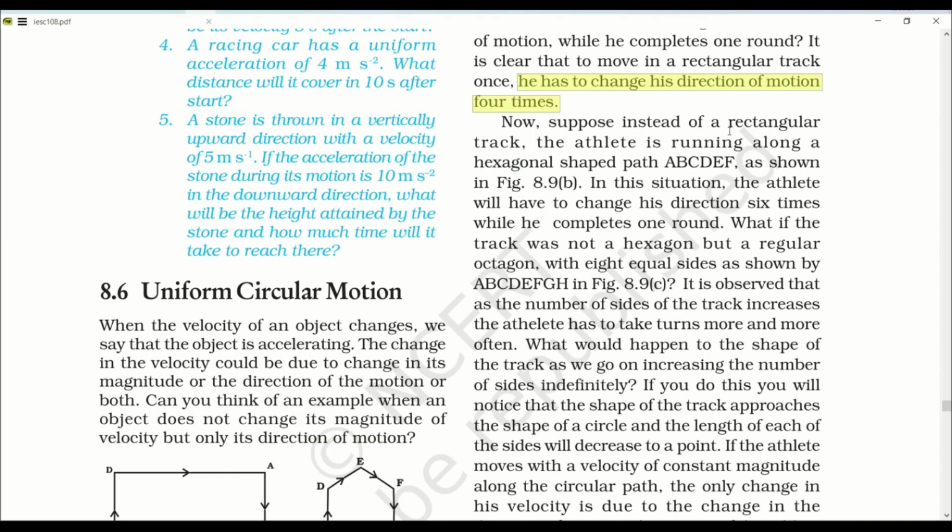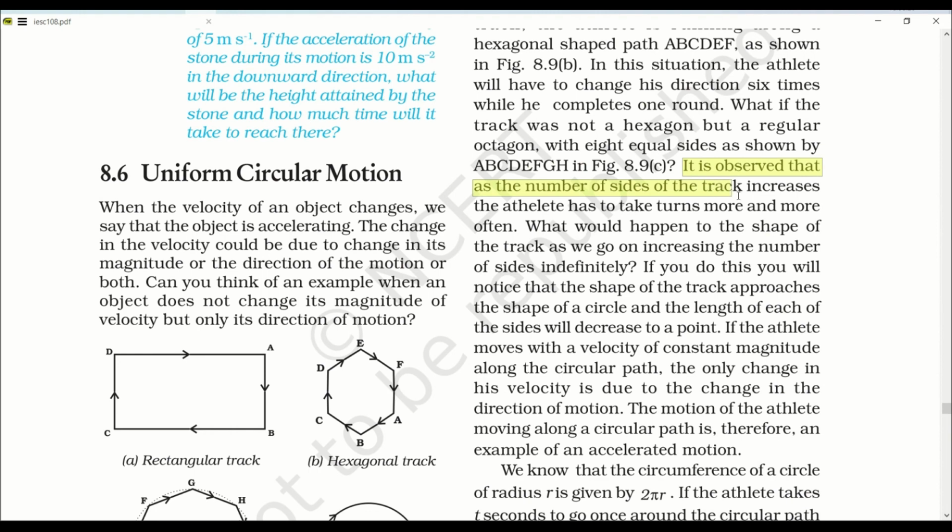Suppose instead of a rectangular track, the athlete is running along a hexagonal shaped path ABCDEF. Now we are moving from rectangle to hexagon, and here you can see the athlete has to change direction 6 times to complete one round. So it is observed that as the number of sides of the track increases, the athlete has to take the turns more and more often.